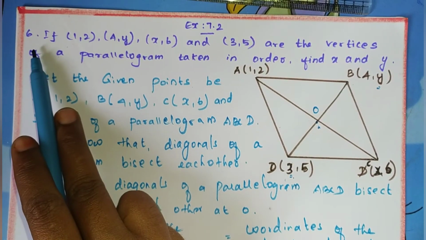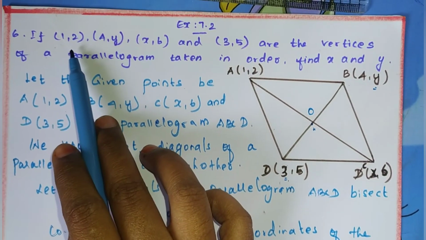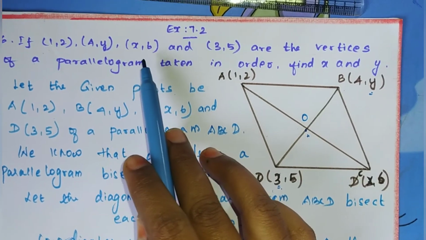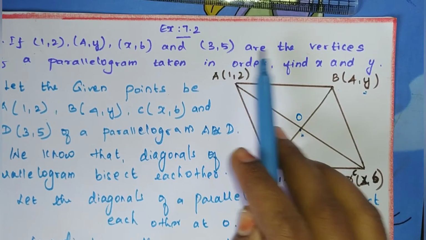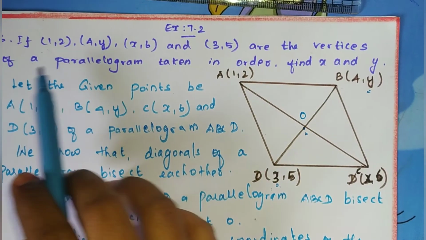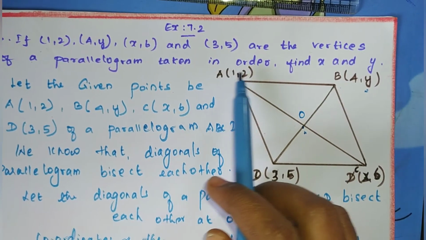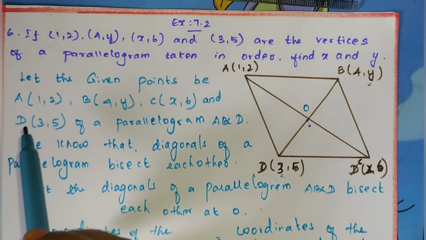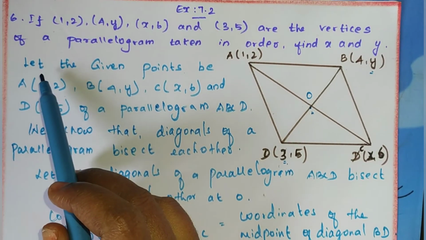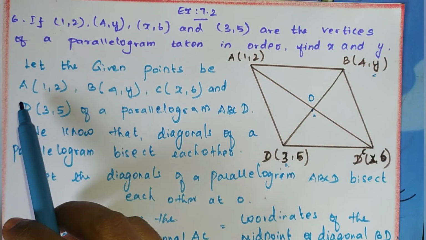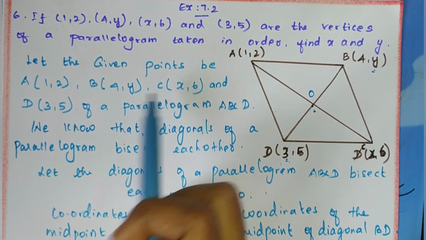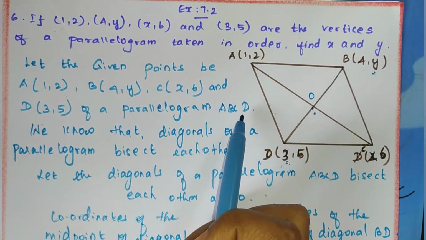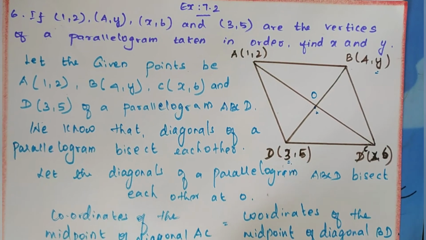Next, sixth problem. If (1, 2), (4, y), (x, 6) and (3, 5) are the vertices of a parallelogram taken in order, find x and y. Okay, first let the given points be A, B, C, D of a parallelogram ABCD.